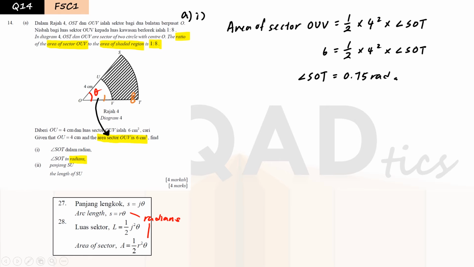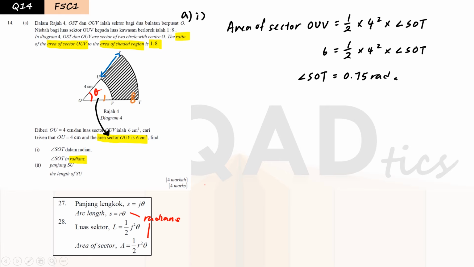Alright, so now let's go to the second part. We need to find out the length of SU. Okay, so let me change the color of the pen. So in this diagram here, the line SU would be here.